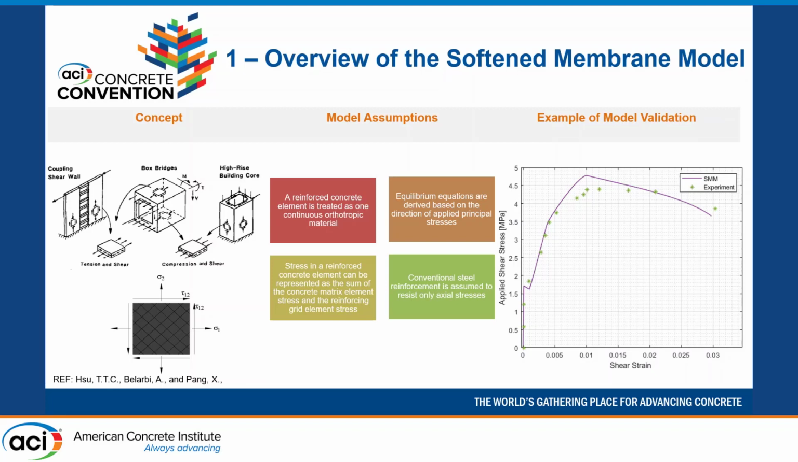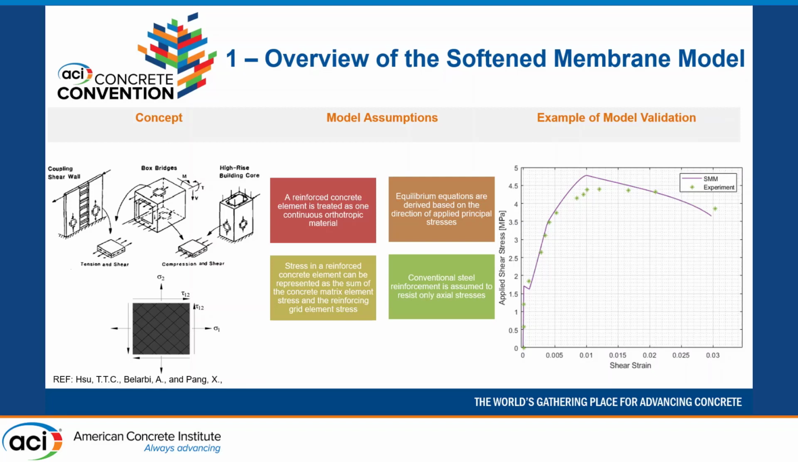And so the assumptions behind the model is that your reinforced concrete, or your UHPC in this case, is one continuous material rather than comprised of the constituents, and that your equilibrium equations can be based on the fact that whatever stresses you have in the element are just the sum of the stresses in your concrete matrix and the stresses in your reinforcement matrix. And another assumption that's made is that the reinforcement can only take axial stresses.